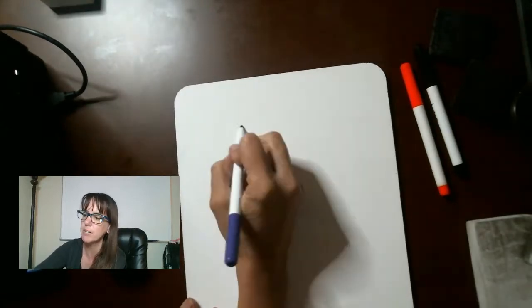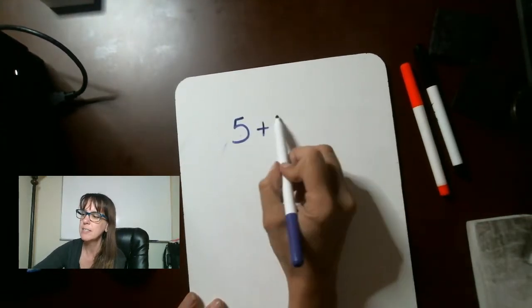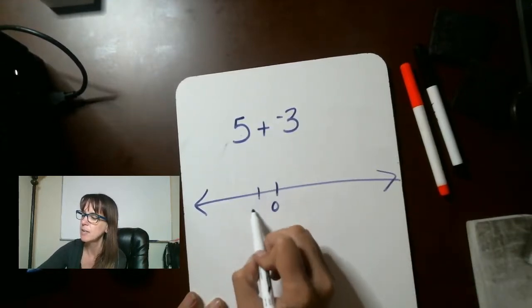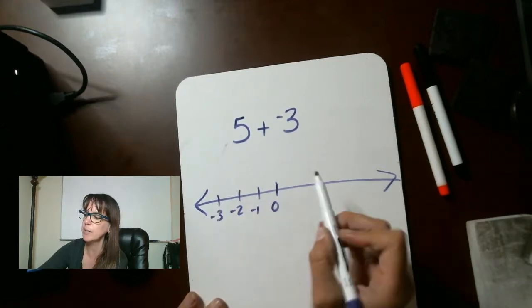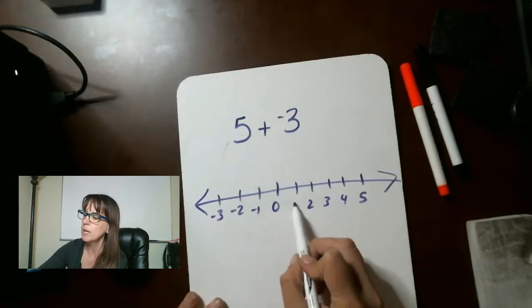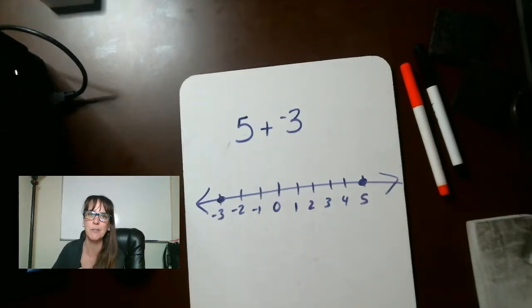So there's going to be some examples in the book, and I'm going to teach a little bit differently than the way the book teaches, all right? We know that on our number line, if we have 5 in the positive direction, we would write it just like this, 5. Sometimes you can put a little plus sign there, but it's assumed to be positive if there's no sign. Let's say we have 5 plus -3. Here's our 0, -1, -2, -3, 1, 2, 3, 4, and 5.